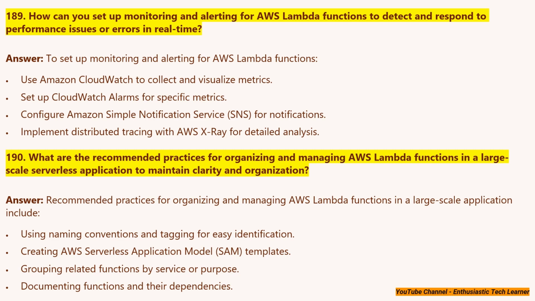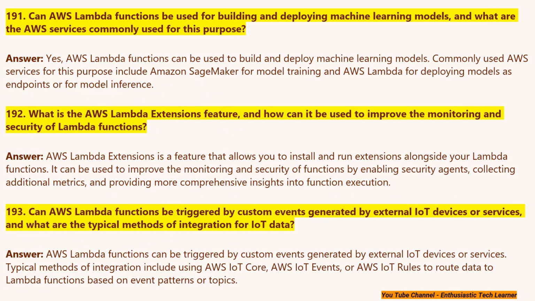Can AWS Lambda functions be used for building and deploying machine learning models, and what are the AWS services commonly used for this purpose? Yes, AWS Lambda functions can be used to build and deploy machine learning models. Commonly used AWS services for this purpose include Amazon SageMaker for model training and AWS Lambda for deploying models as endpoints or for model inference.